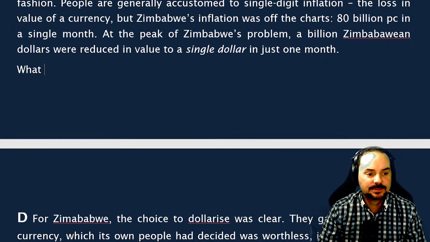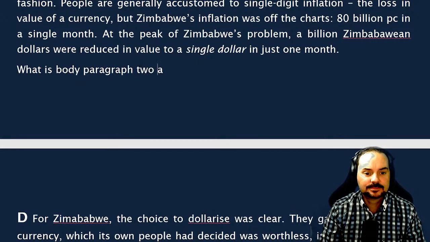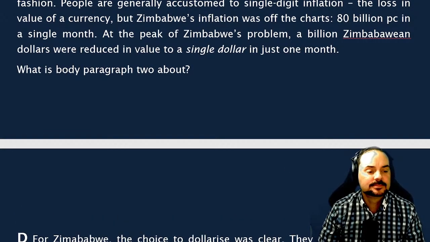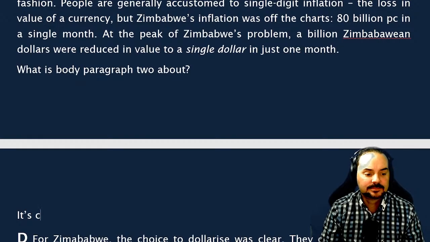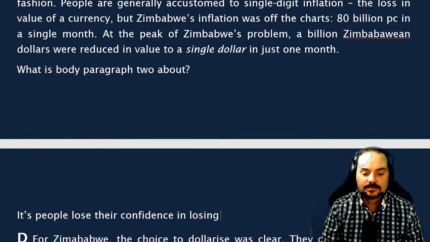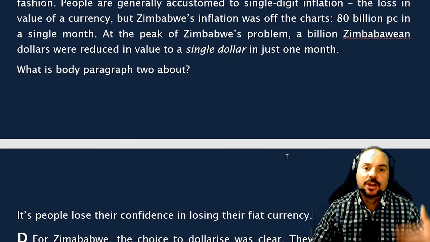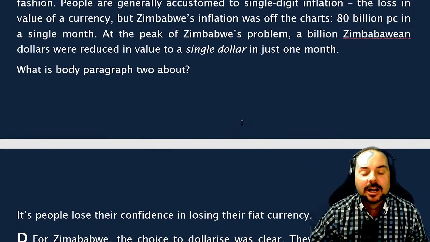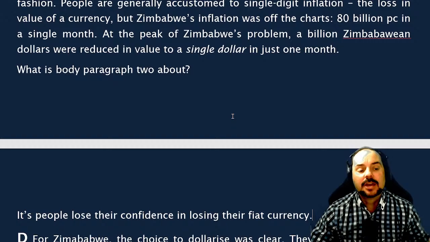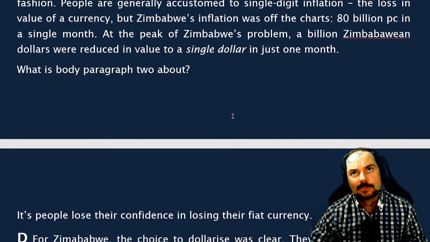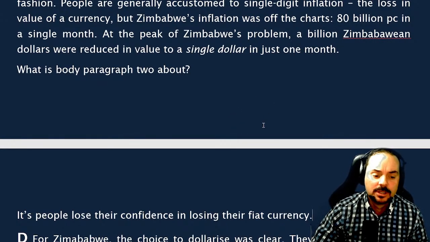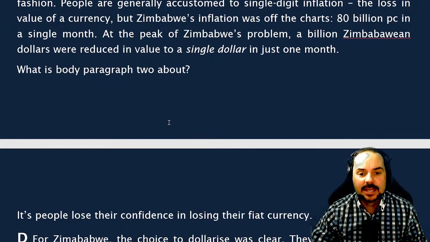And give yourself an answer. Hmm. It's about people losing their confidence in using their fiat currency. Yeah, I think the paragraph is about it. Okay, fair enough. All right. Always remember to ask the question. I know I asked it for you in this case, so I'm like the voice in your head. But do ask yourself, when you're practicing at home, literally say out loud, what is body paragraph 2 about? Okay, I think it's about people losing their confidence in fiat currency.